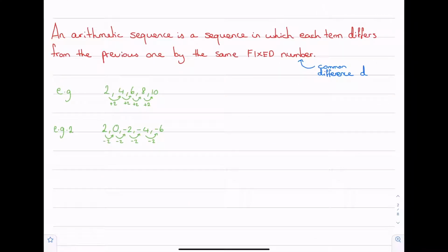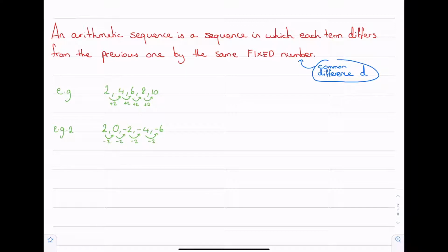We're going to start off with what is an arithmetic sequence. The way you've got to think about it is there's got to be a common difference, this common difference D here. It's a sequence in which each term differs from the previous term by the same fixed number. If we look at this example, we've got 2, 4, 6, 8, and 10, and you can see that each next term differs by plus 2 from the term before. 2 plus 2 is 4, plus 2 is 6, plus 2 is 8, and plus 2 is 10.